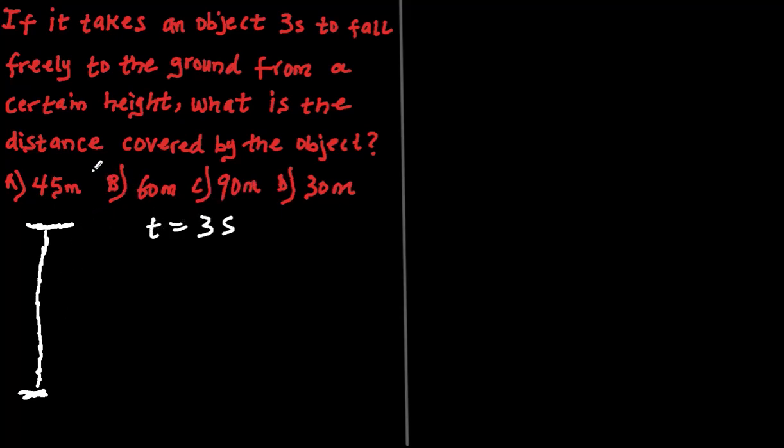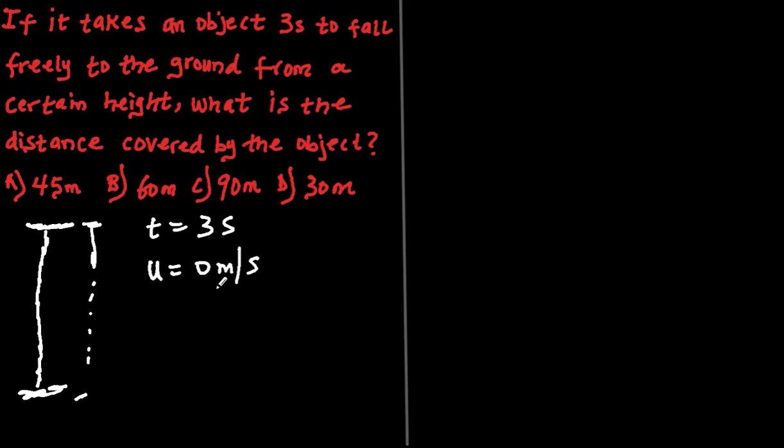Now we are looking for the distance covered. Don't forget, since it's falling to the ground, the distance it is going to cover is that same height, from here down to this place. So we are practically looking for the height. Now, what we are going to assume, although it's not mentioned in the question, is that it's falling from rest. If an object is falling from rest, because it wasn't moving initially, it just falls, the initial velocity is going to be equal to 0.